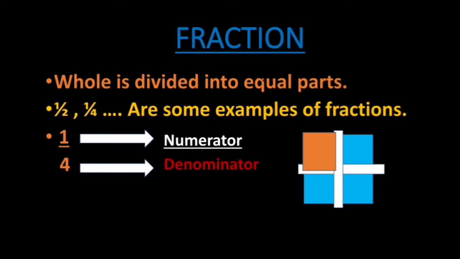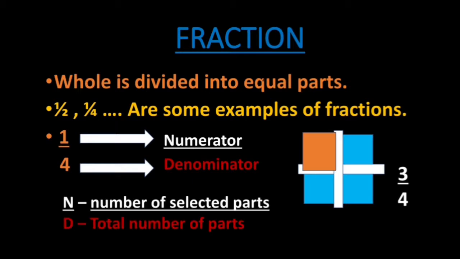1 selected part out of 4 blue parts. Now how many are not selected? 3 parts are left out. 3 blues are left out of 4 parts. Now, what is numerator? Numerator is the selected parts, or I can write it as the unselected parts also. And the denominator is the total number of parts.